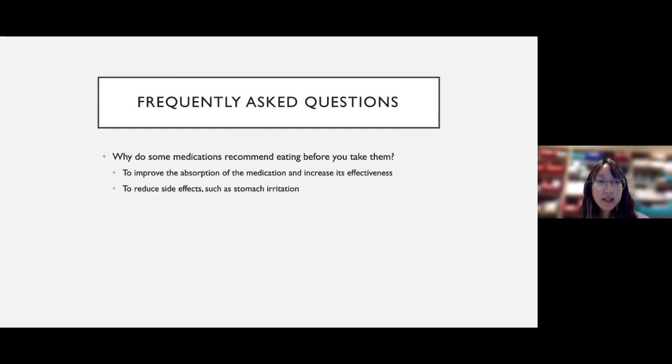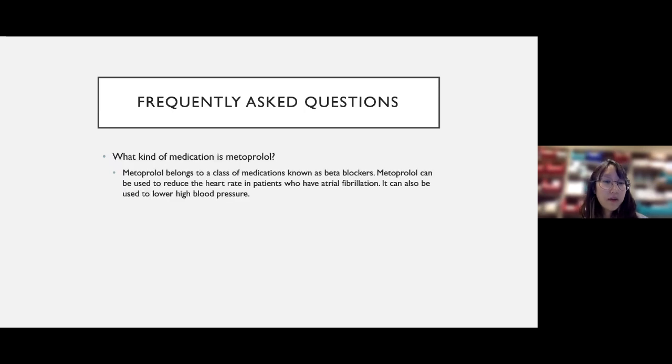This question here is asking, why do some medications recommend eating before you take them? And this is because eating and taking these medications with food may improve the absorption of the medication and therefore increase its effectiveness. Also, eating can help to reduce side effects such as stomach irritation. We also got asked what kind of medication is metoprolol. So metoprolol belongs to a class of medications known as beta blockers, and it can be used to reduce the heart rate in patients who have atrial fibrillation, but can also be used to lower high blood pressure.